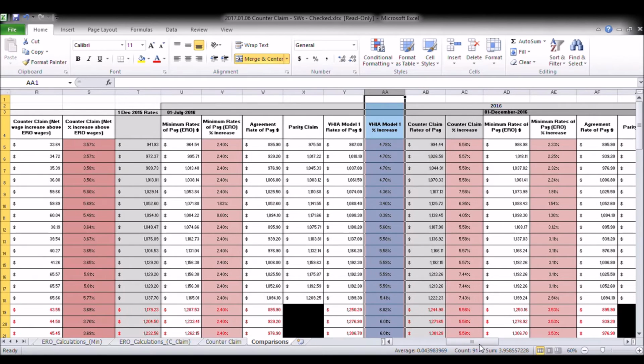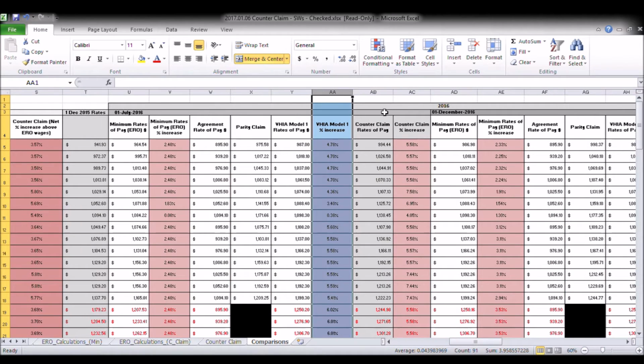And then the most important part to cost under this spreadsheet is the counterclaim for the rates of pay by the ASU. So these are the rates of pay in July 2016. And then you've got the percentage increase here in AC, which is saying from the 1st of December 2015, what are the increases in percentage terms going to be. The same process is repeated when it comes to 1st of December 2016.